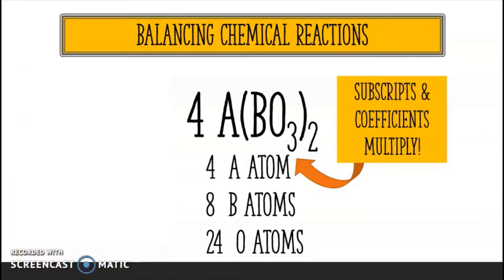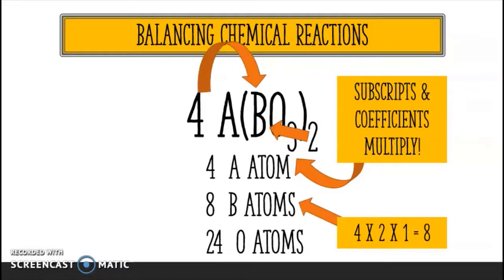So what that leaves us with is that we're going to have 4 A atoms, 8 B atoms, and 24 oxygen atoms. How did we arrive at this? Well, taking a look at the B specifically, the coefficient 4 distributes to the B, and the subscript outside the parentheses also distributes to the B. 4 times 2 is 8.